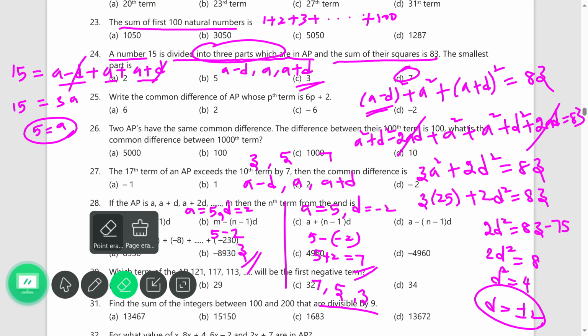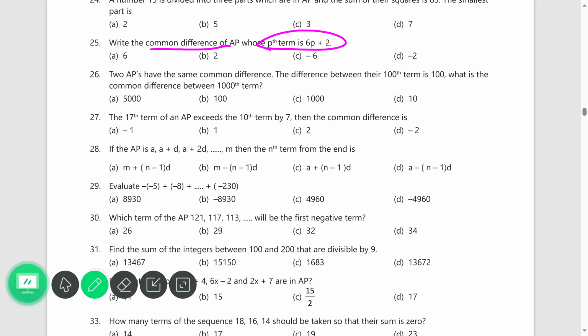Right. Now write the common difference. That is what they are asking, whose pth term is given. That is, the nth term is given, but instead of nth term they are telling pth term. That's it, N value is p. So the AP term is 6p plus 2. What are they asking? Common difference. That means A1 equal to 6 into 1 plus 2 equal to 8. A2 is equal to 6 into 2 plus 2 equal to 12 plus 2, 14. D equal to 14 minus 8. What am I getting? 6.